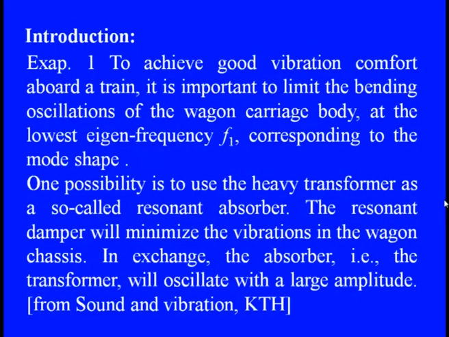This problem is taken from the standard book adopted for the entire course development under the MOU between IIT Roorkee and KTH Sweden, Fundamentals of Sound and Vibration by KTH. The problem says that to achieve good vibration comfort when boarding a train, it is important to limit the bending oscillation of the wagon carriage body. There is one mode with bending oscillations, and at the lowest frequency the natural frequency is f1, which corresponds to this bending mode shape.